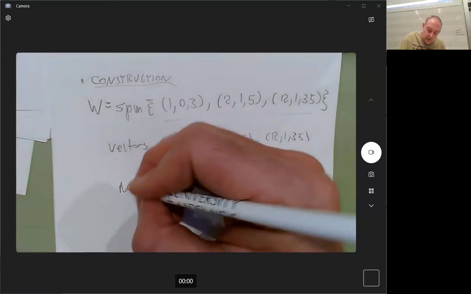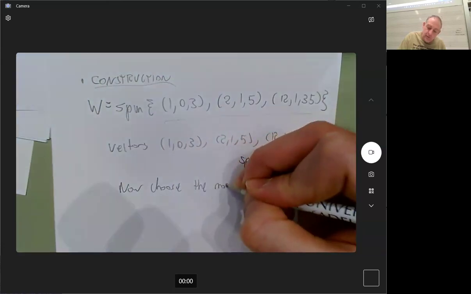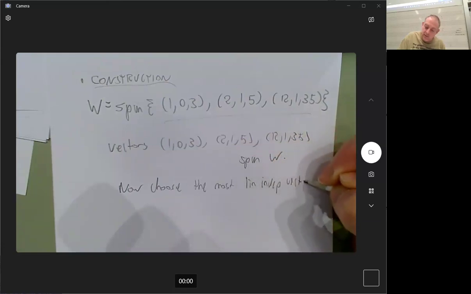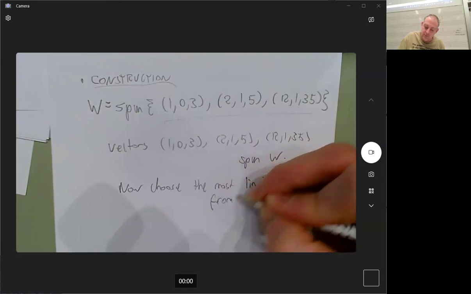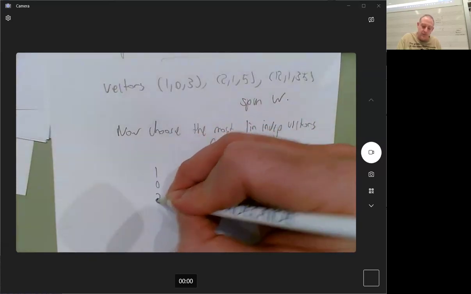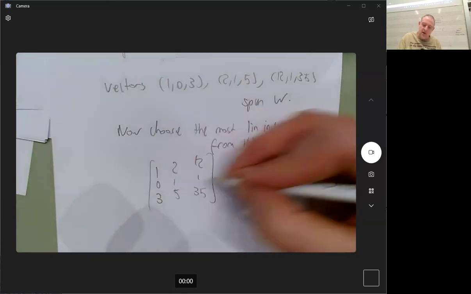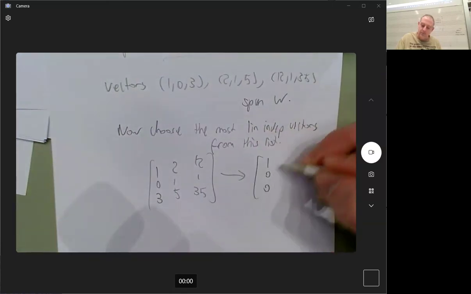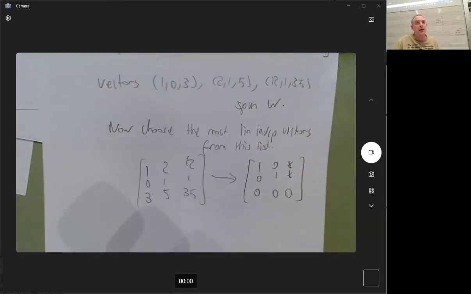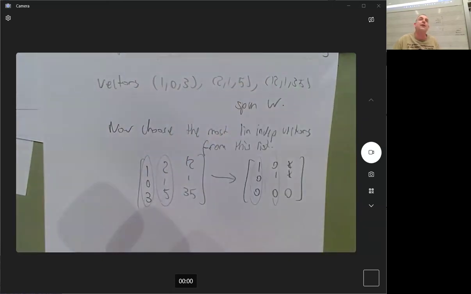so what I need to do now is choose the most linearly independent vectors from this list. And so when I put them as columns, and I did my row operations, I got that, which tells me that they are linearly dependent. And I get my pivot columns and I go back to the original ones and they are my basis.